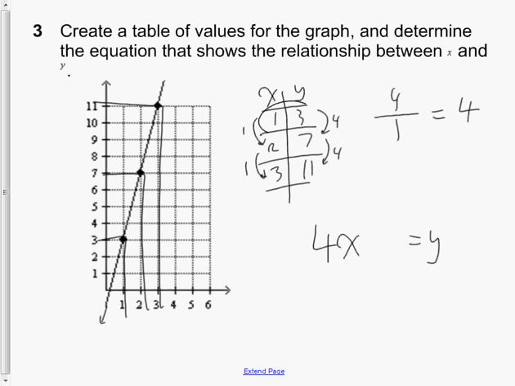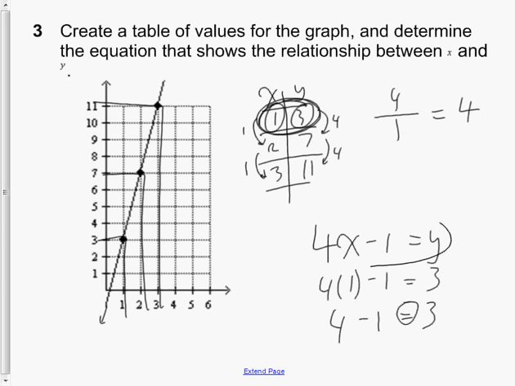What we're going to do is take any of these ordered pairs. In this case, I'm going to take the first one and substitute 1 for x and 3 for y, because that's what the x value and the y value are. I substitute it in my partial equation. 4 times 1 is 4. The y is 3. These two are not equal, but if I subtract 1, I will create equality, and I will also find my constant. So my constant is minus 1. That makes sense, because if I extend the line down here, it would cross the y-axis at negative 1. So your equation is this, and your table of values is this.